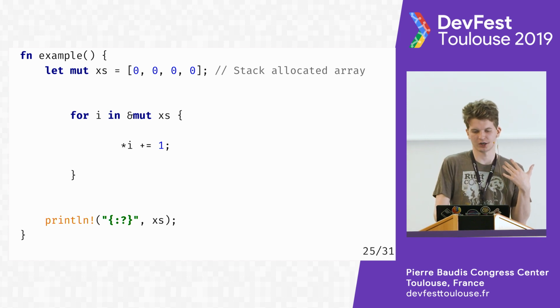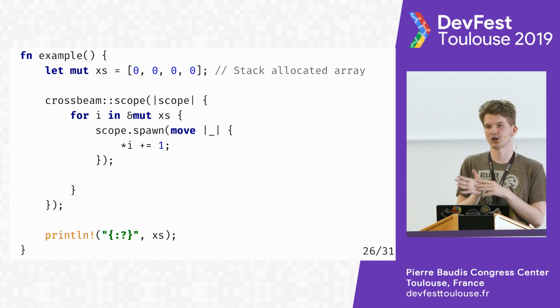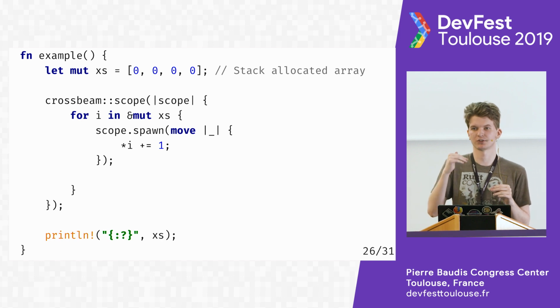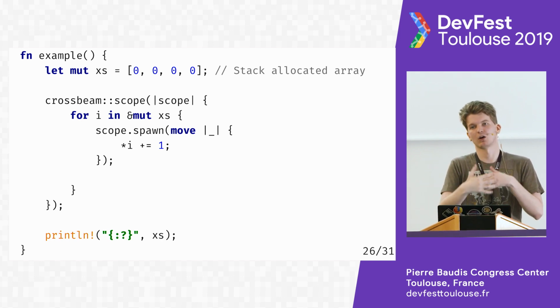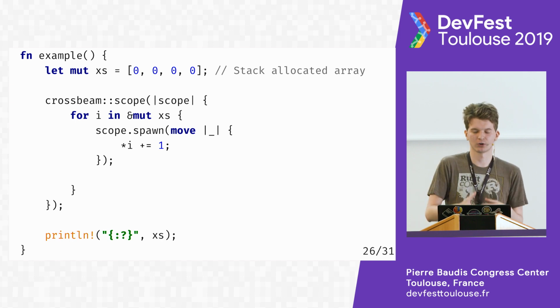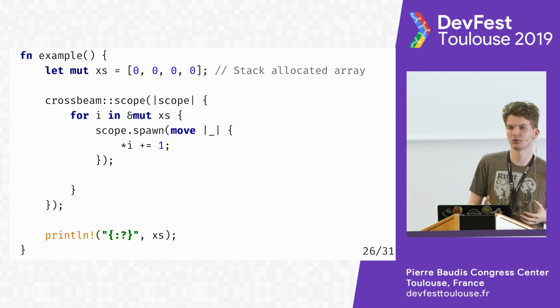One complication here, if we want to spawn threads, is that we can't use just std thread spawn, because now this array is allocated on the stack of the example function, so we somehow need to make sure that all the spawned threads which process this array actually die before we exit the example function. For this, we use a third-party library, Crossbeam.